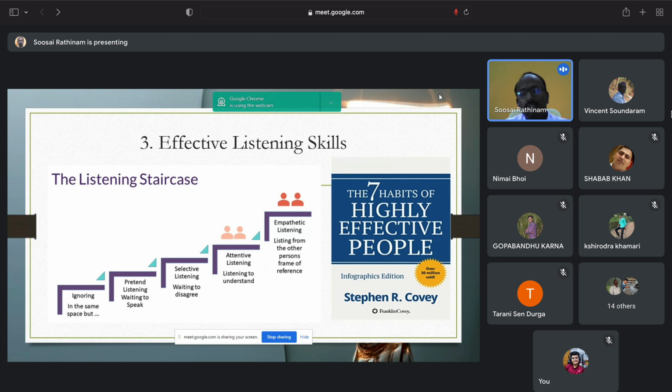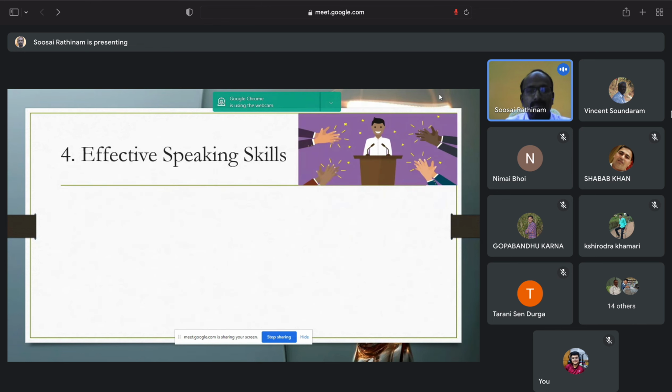But it is important that he talks about the 5th one, which is called empathetic listening. It's listening from the other person's frame of reference. Again, this is very important. He says listening with intent to understand, and empathetic listening is the highest form of listening. It's not so important that we concentrate on the 1, 2, 3, 4, but that we concentrate more on empathetic listening. If this is done, a lot of changes could be seen.